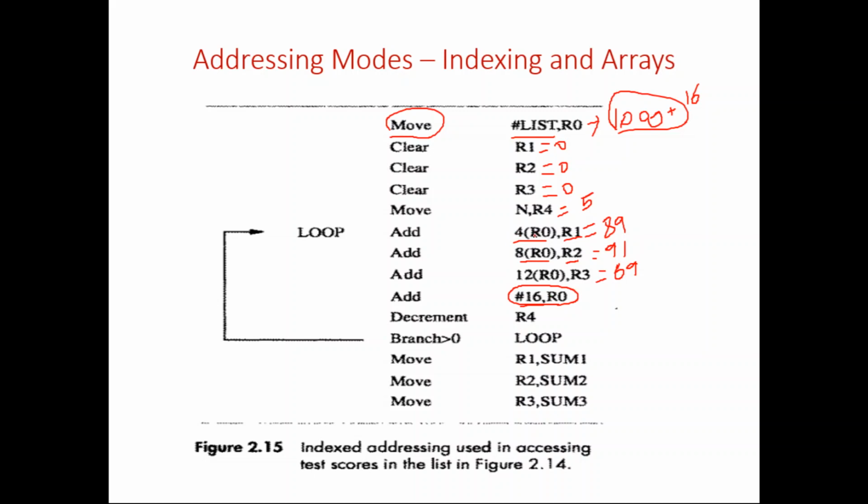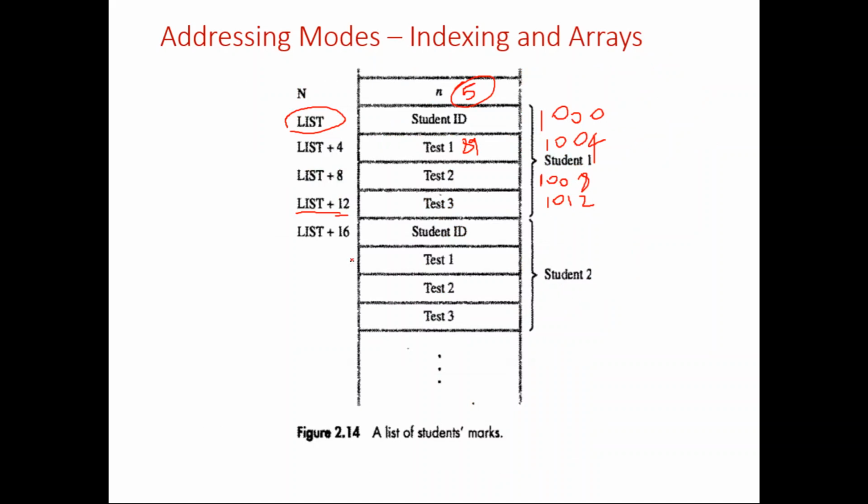Here and elsewhere you are not updating R0. Only R1 is changing here, R2 is changing here, R3 is changing here. R0 is not changing, but here we are updating R0. Now R0 becomes 1000 plus 16, which is 1016. That means R0 is now pointing to the second student, which is nothing but 1016, the ID of the second student.